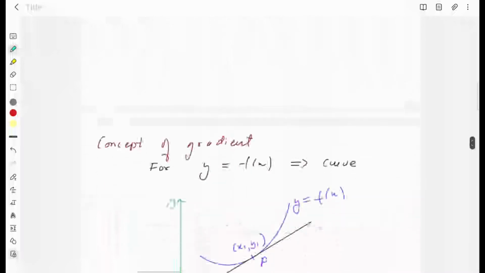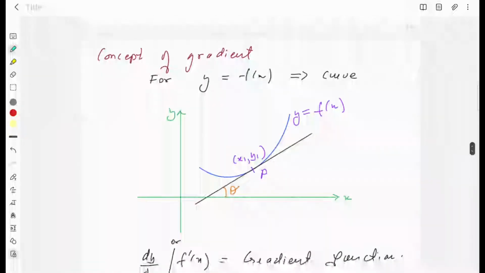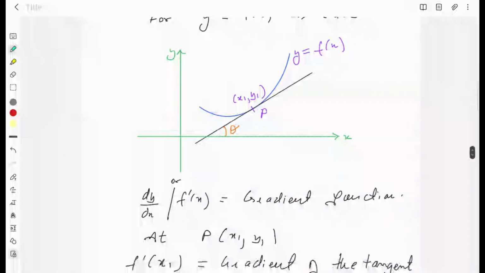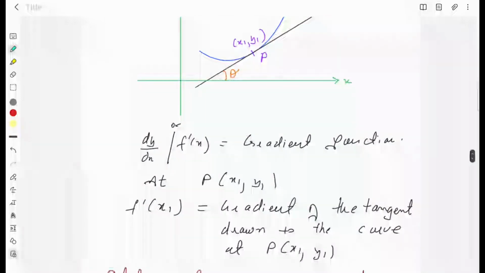So move on. Concept of gradient. If y equals f(x) is a curve, then dy by dx, which means the derivative of y with respect to x, is a gradient function. The gradient function is always in terms of x, and if you put in some particular value of x, like in this case I'm taking the gradient at a particular point P with coordinates (x1, y1), then I get a particular value of f dash x1, that is the gradient of the tangent at that particular point.